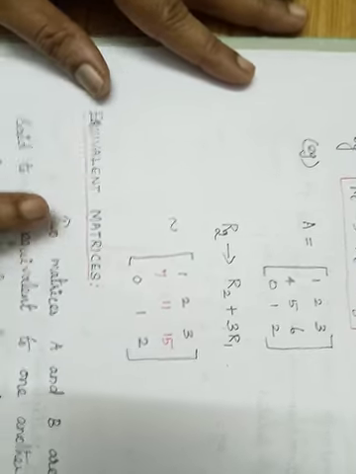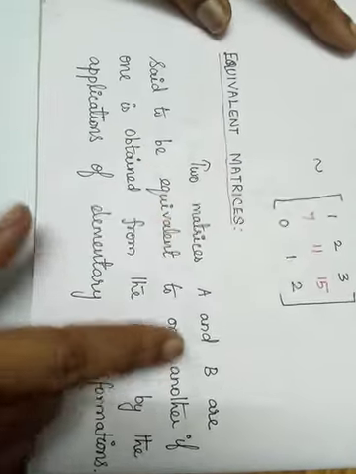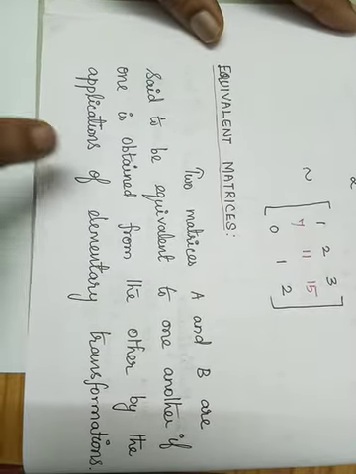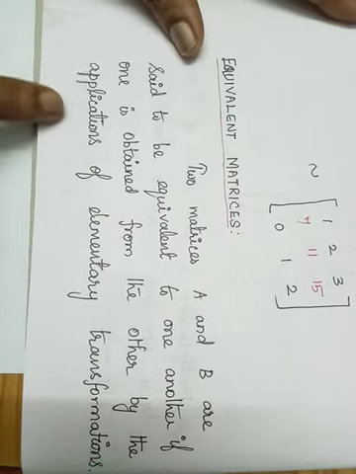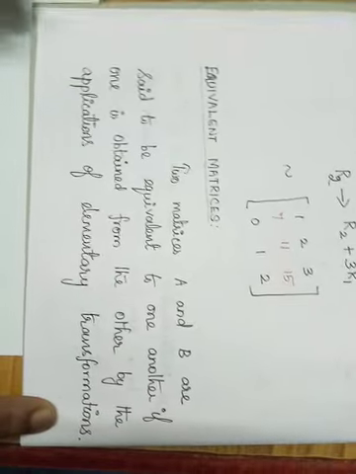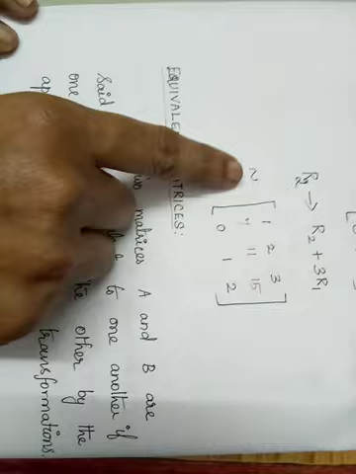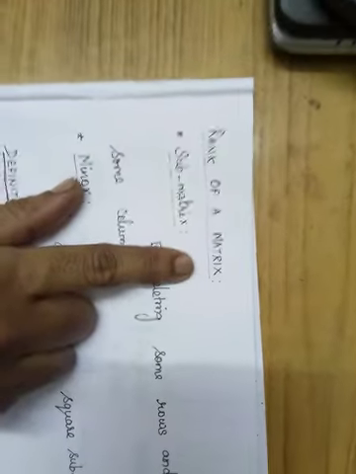Two matrices A and B are said to be equivalent to one another if one is obtained from the other by the application of elementary transformations. So when you do the elementary transformation, you will get equivalent matrices. So you have to use this symbol for equivalent. So the first topic is over. Next we are moving to the rank of a matrix.